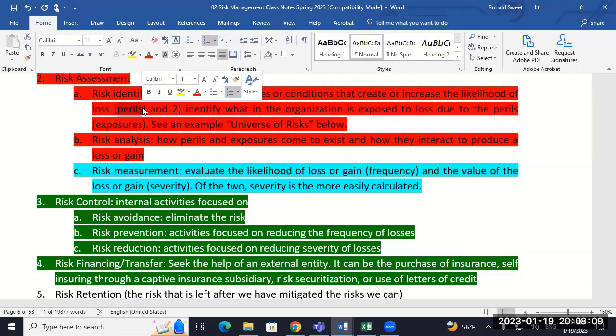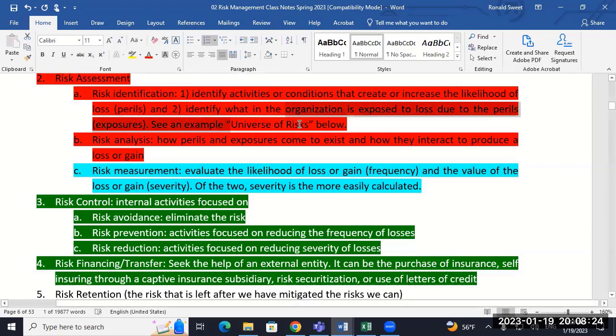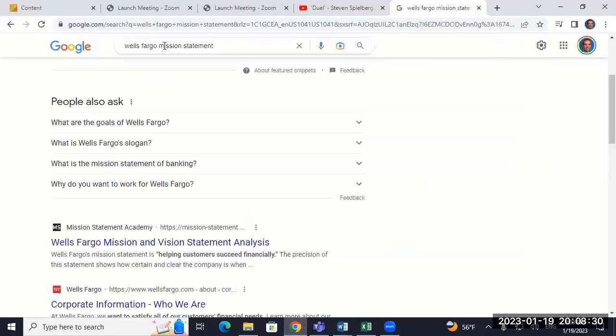Sometimes you can be both a peril and an exposure. An employee on the job who's not following the rules and gets injured is both the peril and the asset that's injured. We'll talk about some universes of risk in a second, but a lot of firms will have a universal risk. I don't know if your banks do, you might try that.